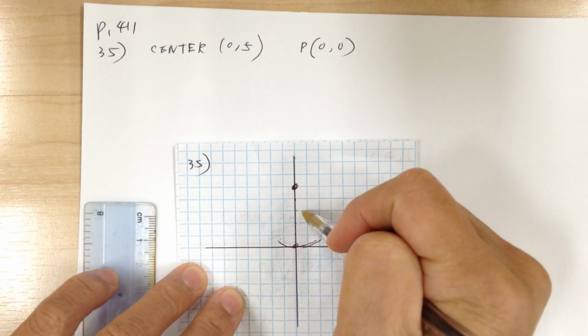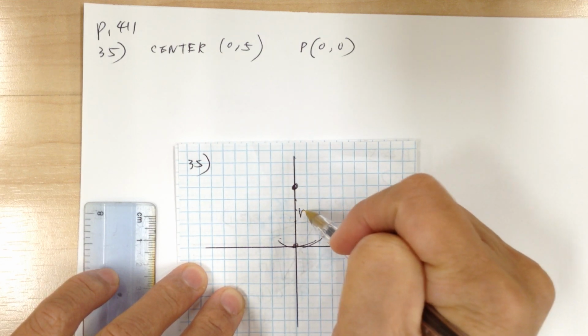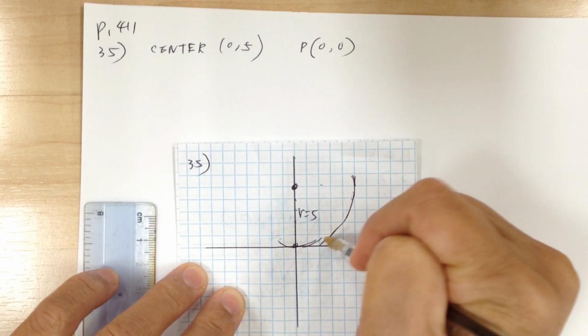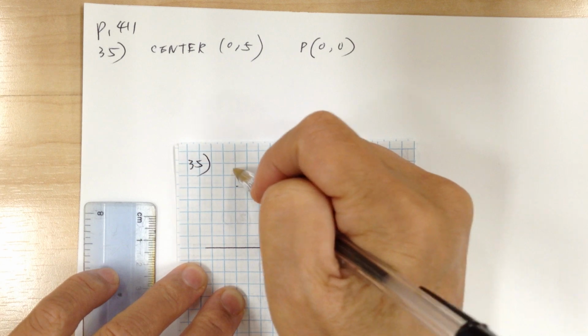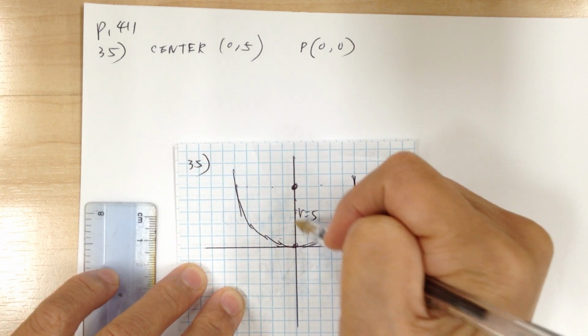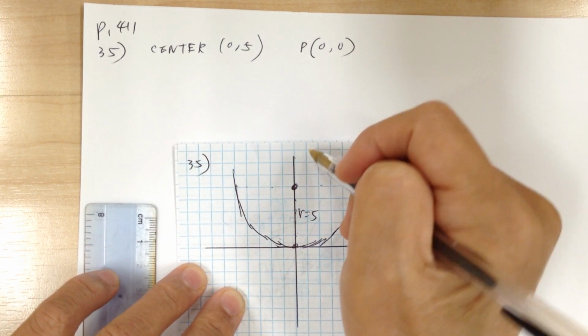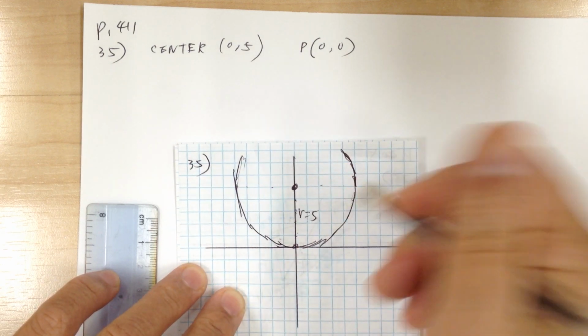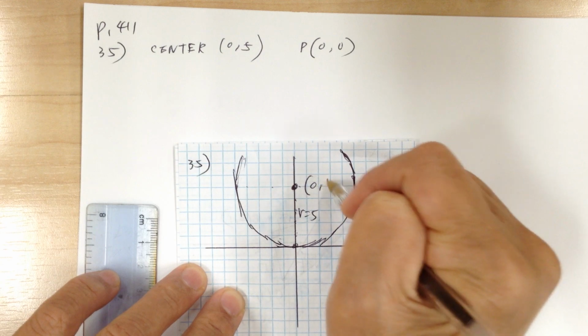So again, you can see it from here: 1, 2, 3, 4, 5. You can see r equals 5. Okay, so I kind of ran out of space on top, but that's okay. You don't need it, right? You just want to sketch so you can see where your center and the radius are.